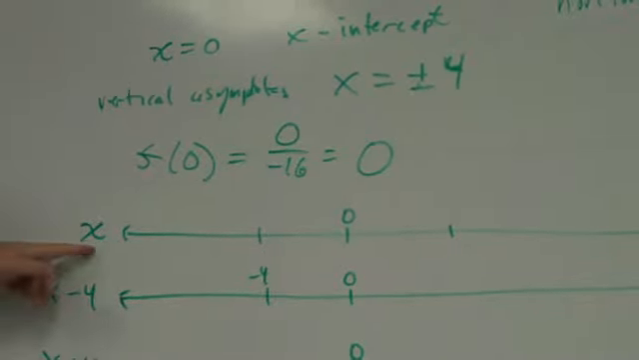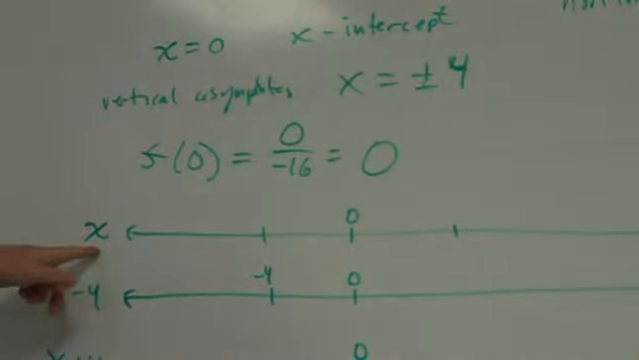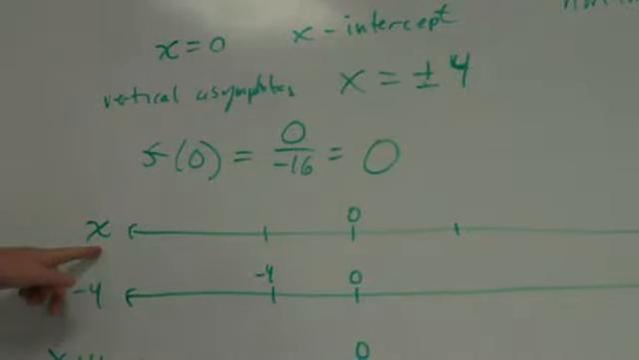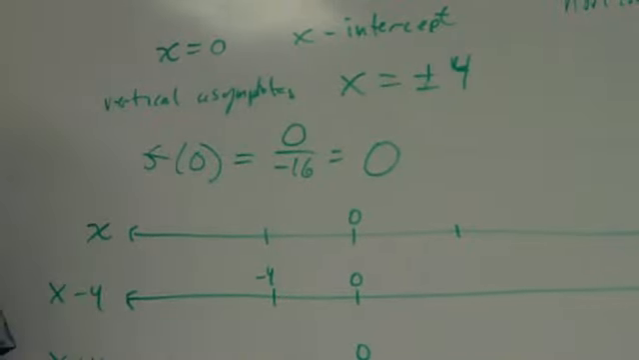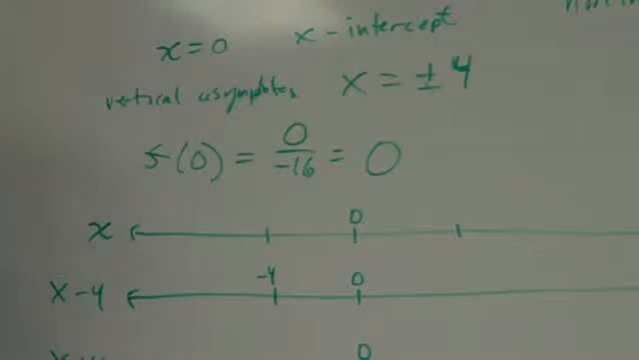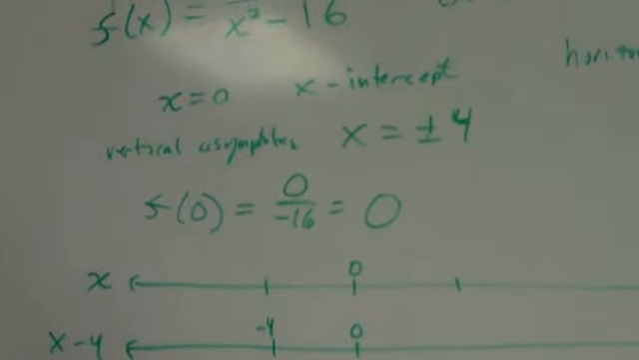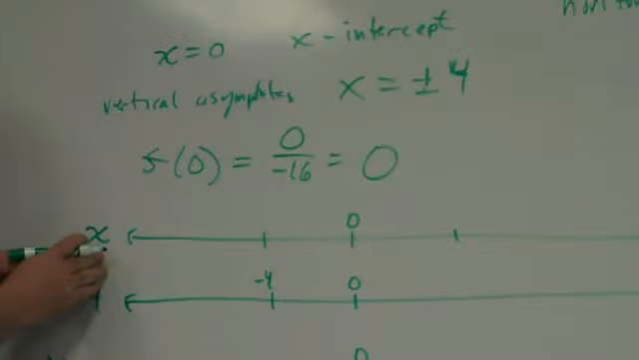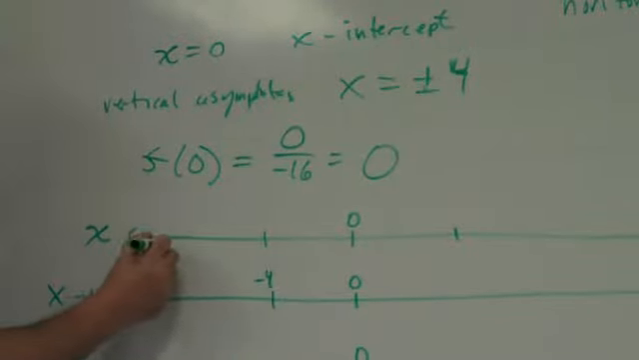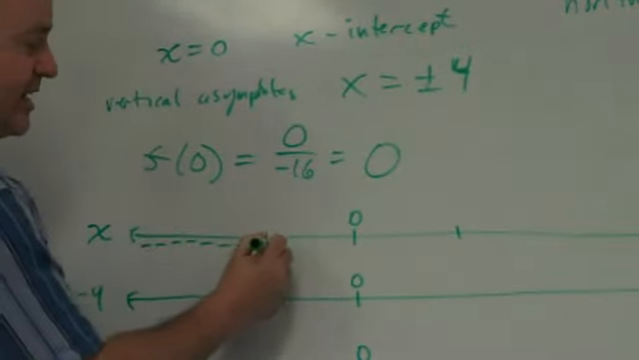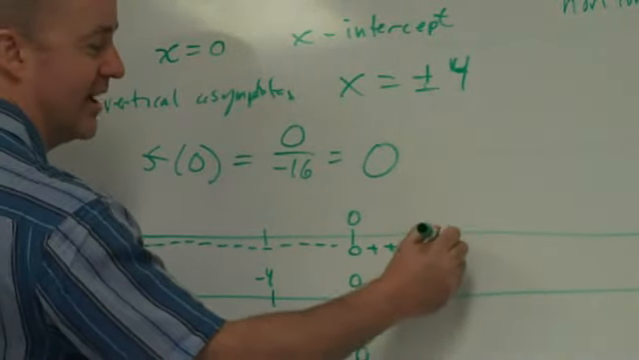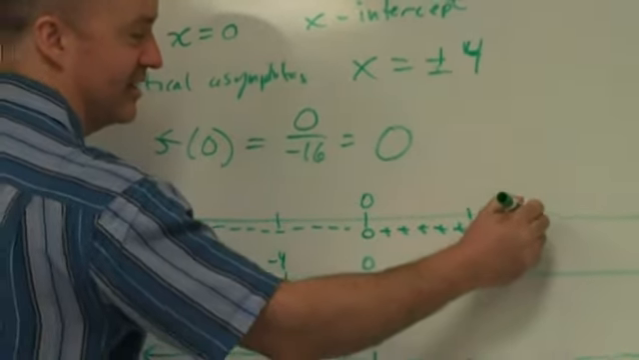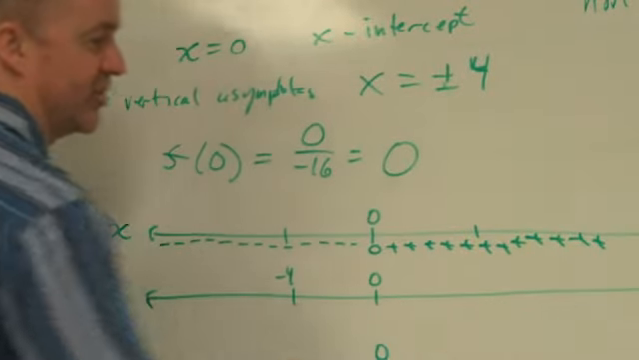First one is x. When is x negative? When is x positive? This is so simple, it's almost a trick question. When x is negative, you have a negative number. When x is 0, x is 0. When x is positive, it's positive. That sounds dumb, but it's the truth.